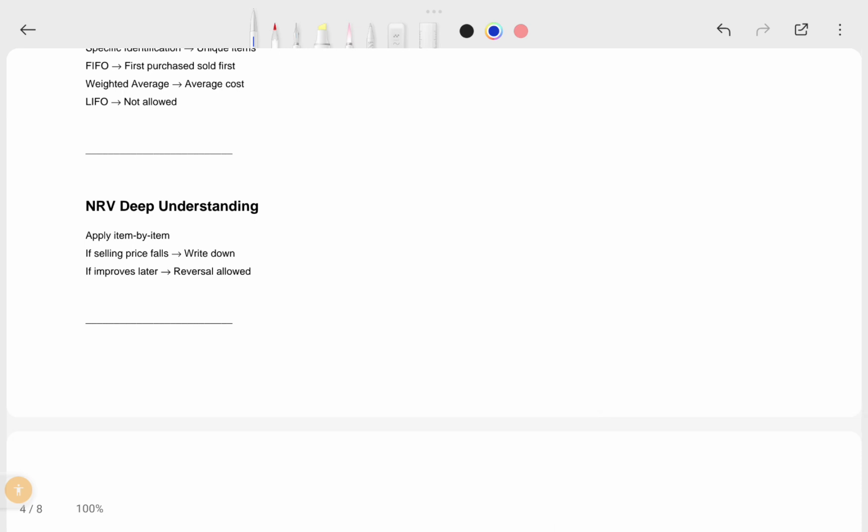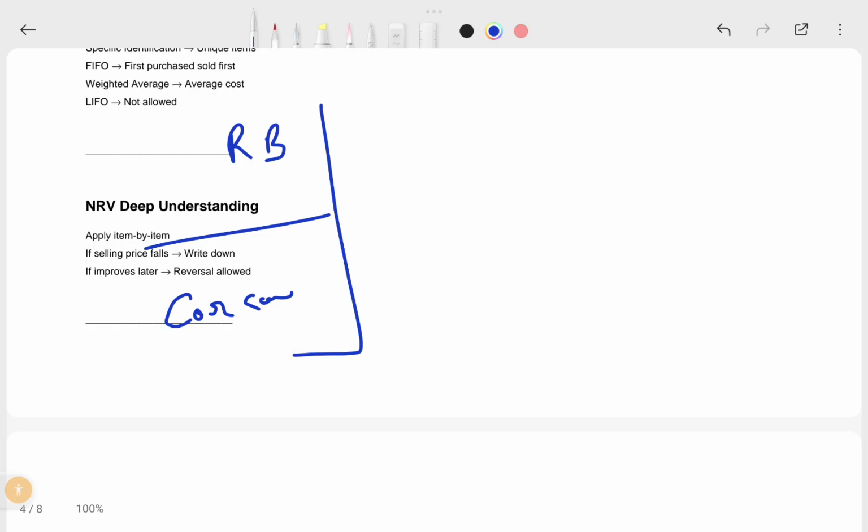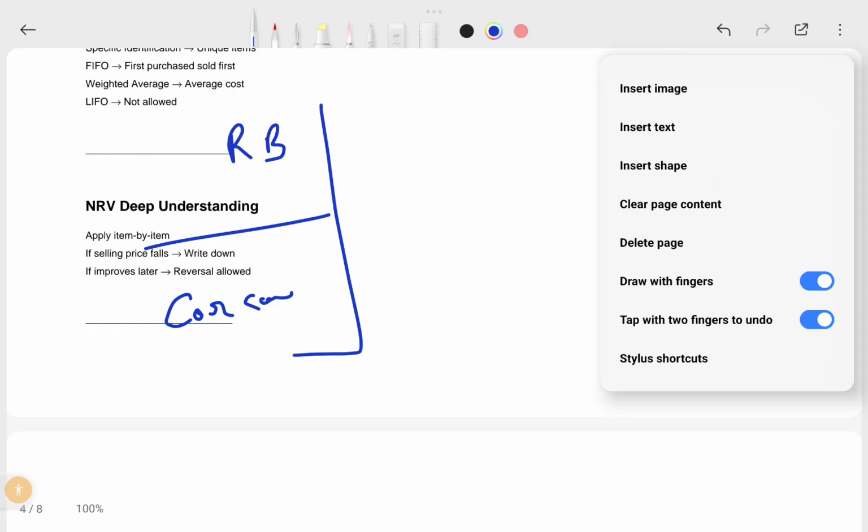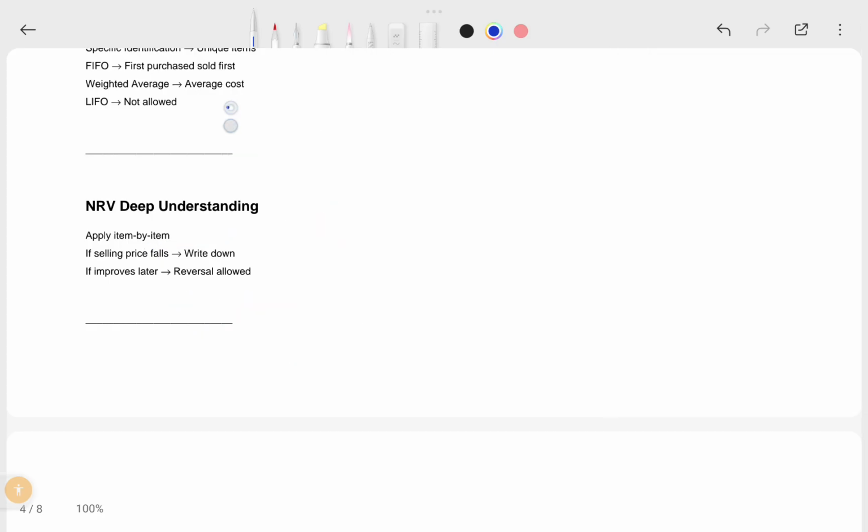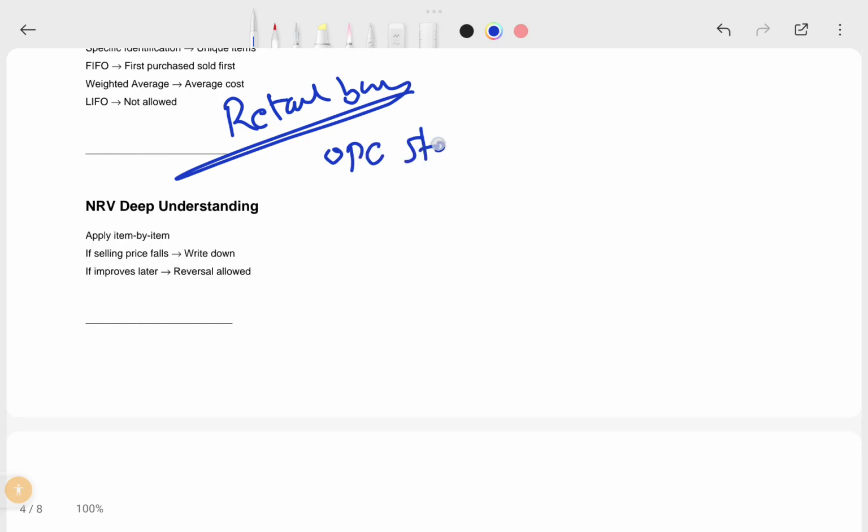Let's see. There are retail businesses and corporate companies. Two sets of separate accounting principles will be followed for these. First of all, we see retail business. In retail business, what will be the formula? Opening stock plus purchases minus cost of goods sold is equal to closing stock.